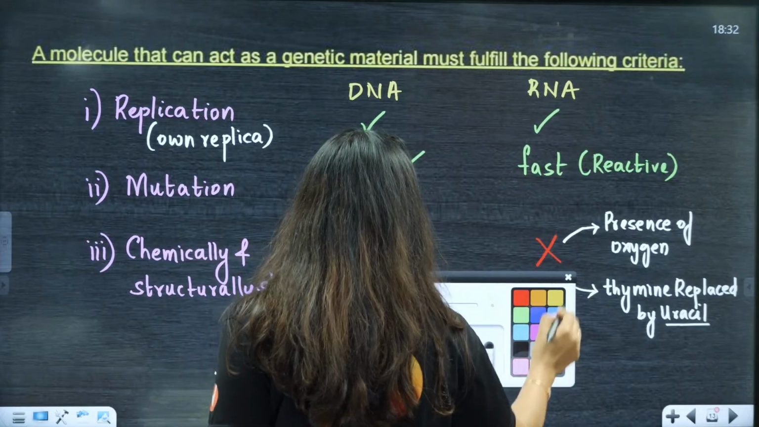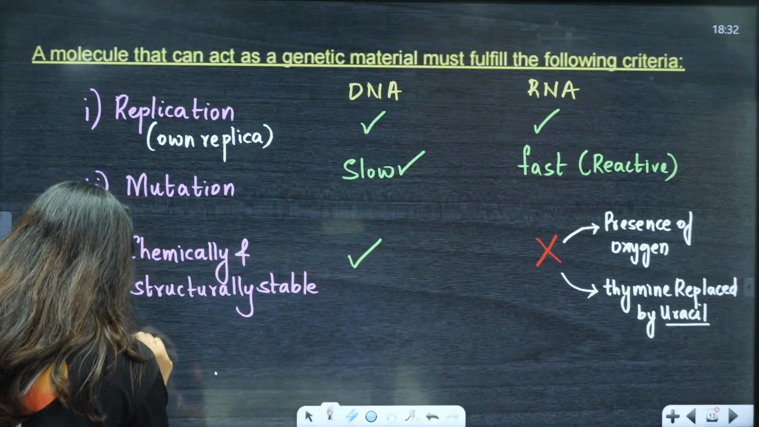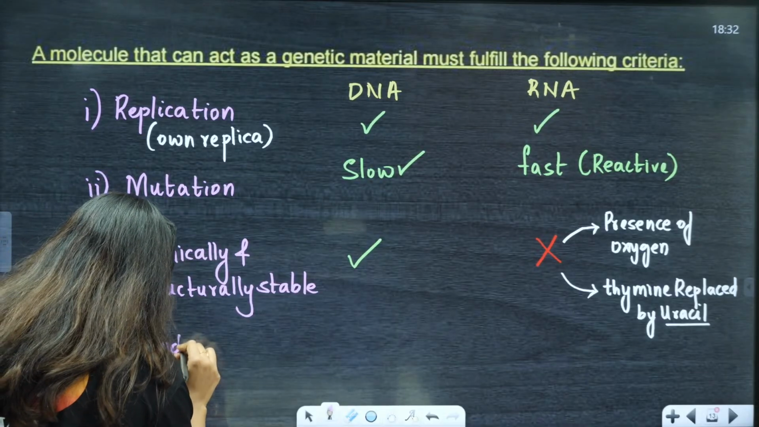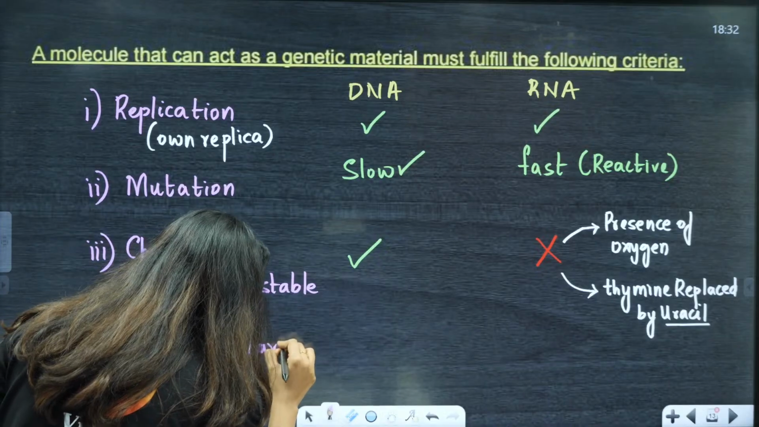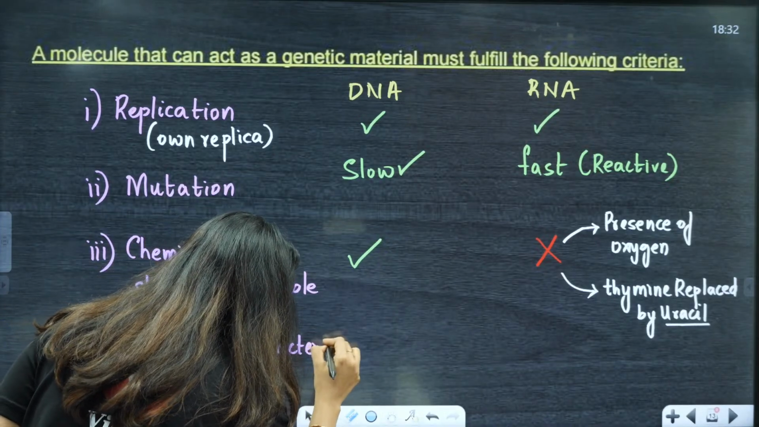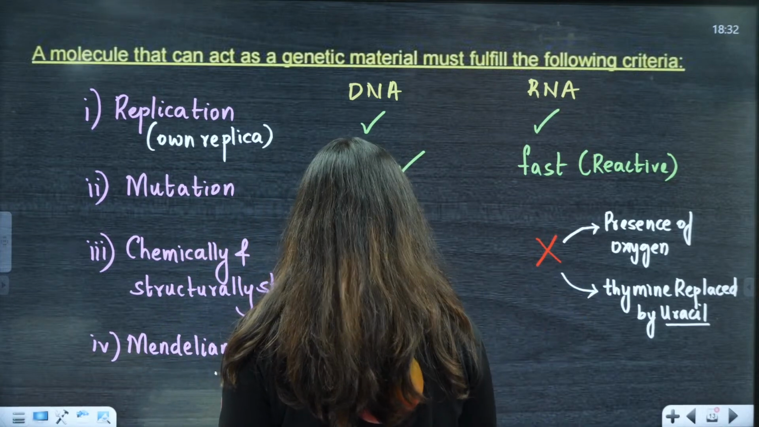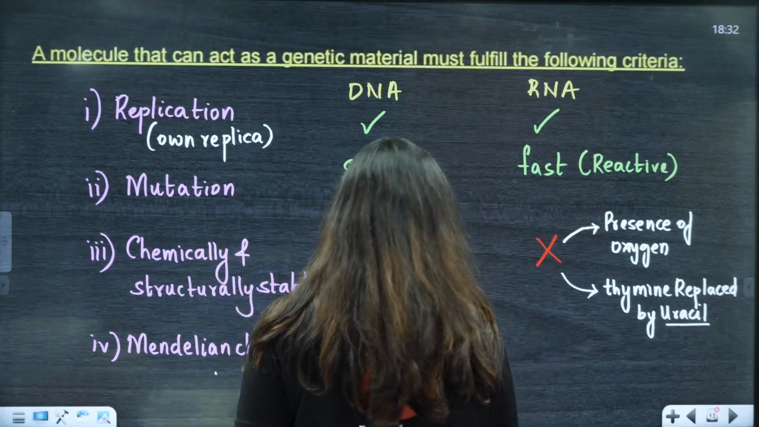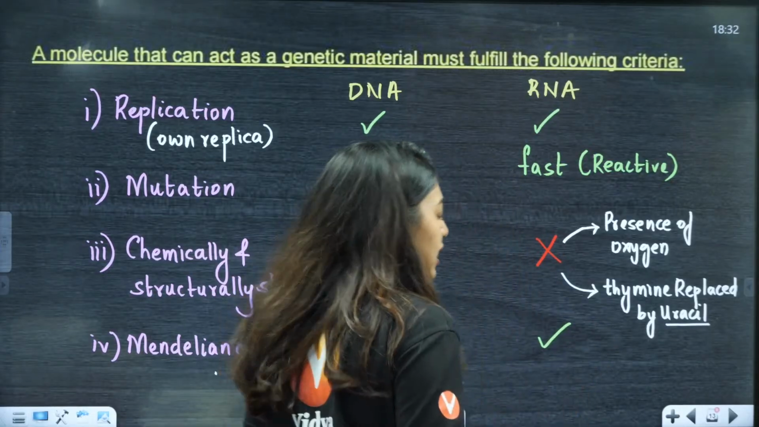Okay. Last one, students: they should be able to express themselves in Mendelian characters. Both of them will do it. You may have already understood Mendelian characters in Principles of Inheritance. So they should be able to express themselves. Yes, both of them will express themselves.